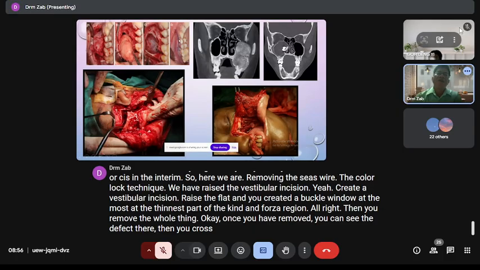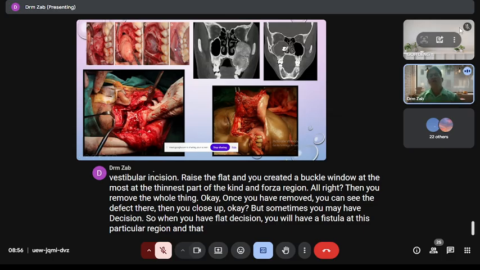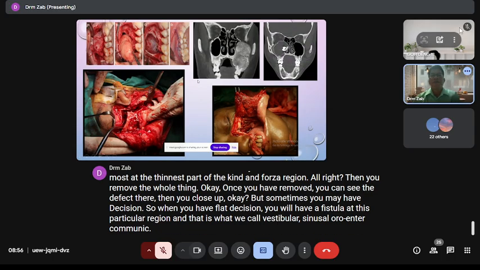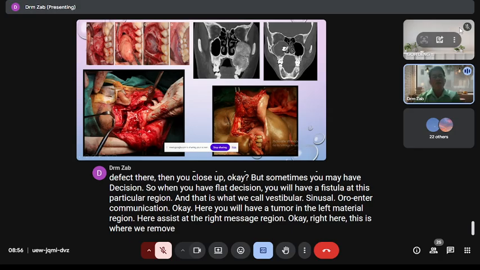Then you close up. Okay, but sometimes you may have flap dehiscence. So when you have flap dehiscence, you will have a fistula at this particular region, and that is what we call vestibulo-sinusal oro-antral communication. Okay, here you will have a tumor in the left maxillary region. Here a cyst at the right maxillary region. Okay, right. Here this is where we remove a squamous cell carcinoma of the palate.